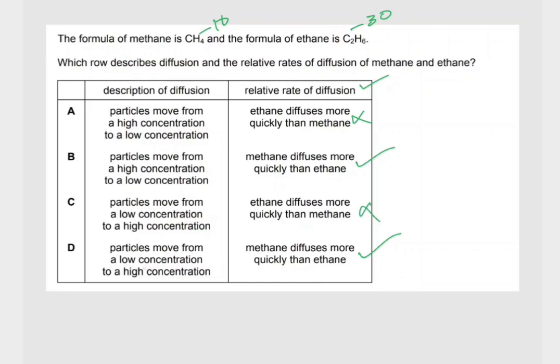Now, particles move from a low concentration to a higher concentration. That's not the definition of diffusion. Diffusion is when particles move from a region of higher concentration to a region of lower concentration. B is the answer.